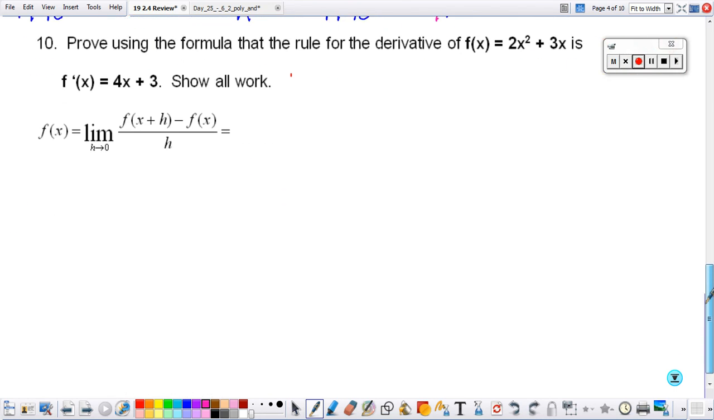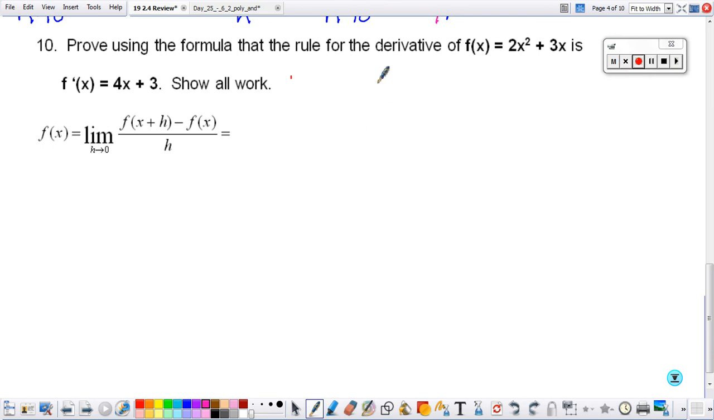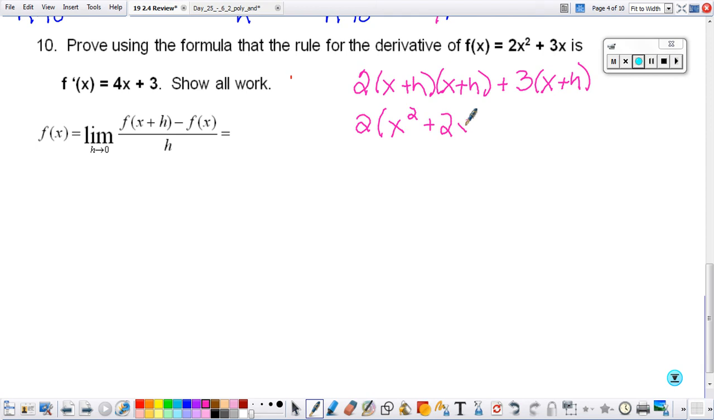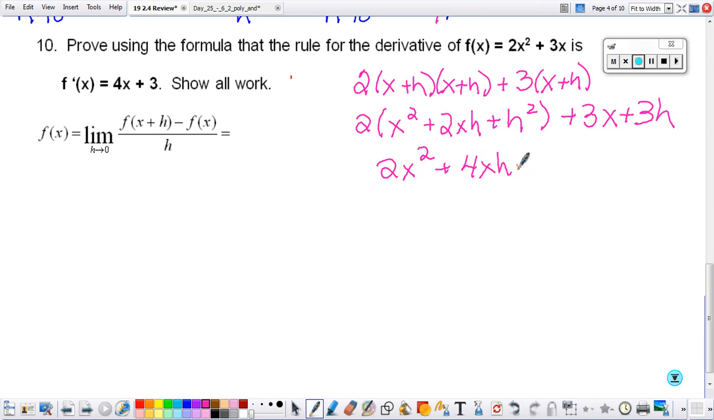Okay, one more time for number 10. We're going to plug in x plus h. The first one's squared, so I multiply it by itself. I'm going to multiply these together before I distribute the 2. Distribute the 3. Now I'm going to distribute the 2. Okay, so that becomes my numerator.